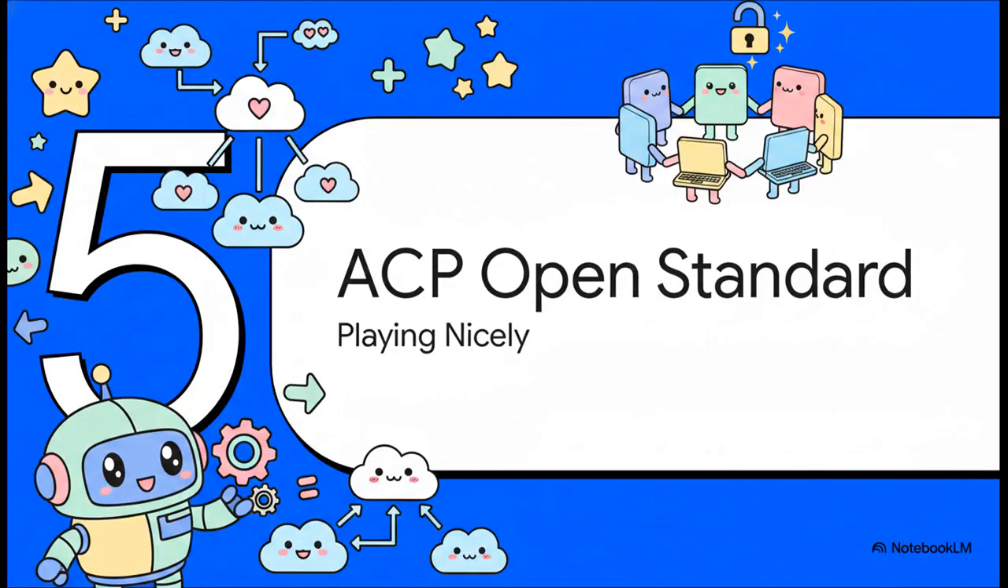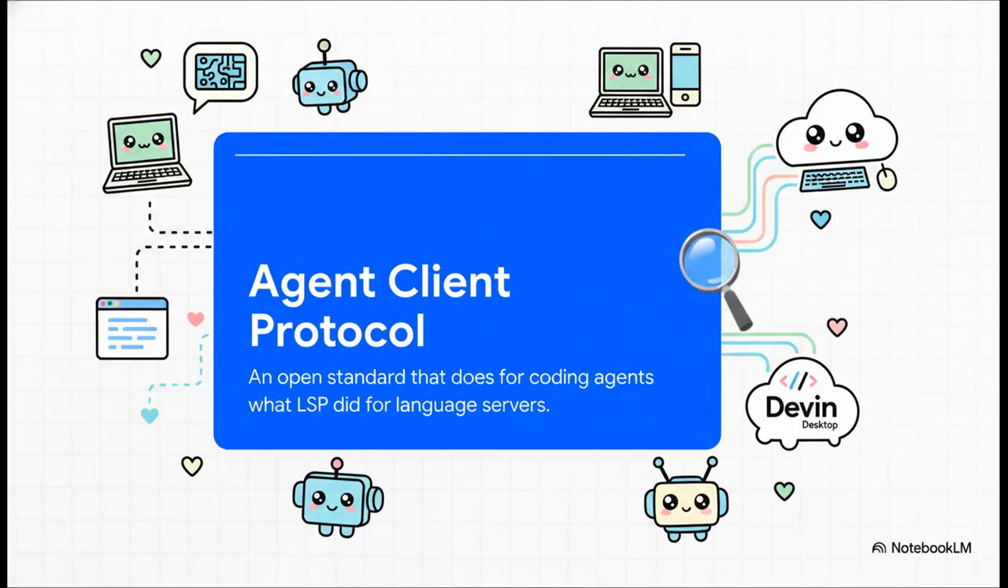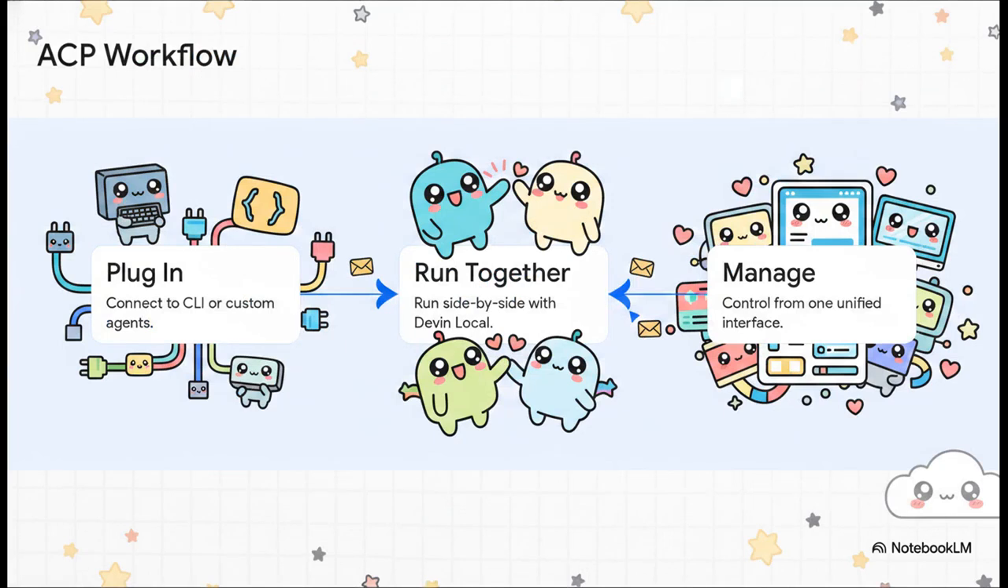Okay, rolling into Section 5, the ACP Open Standard, playing nicely together. Now we're getting into the real architectural magic. ACP stands for Agent Client Protocol. It's an open standard, and the source material makes a brilliant comparison here. ACP does for coding agents exactly what LSP, the language server protocol, did for language servers. If you know LSP, this is going to click instantly. Just like LSP standardized how our text editors talk to language intelligence, ACP standardizes how our developer environments talk to AI agents.